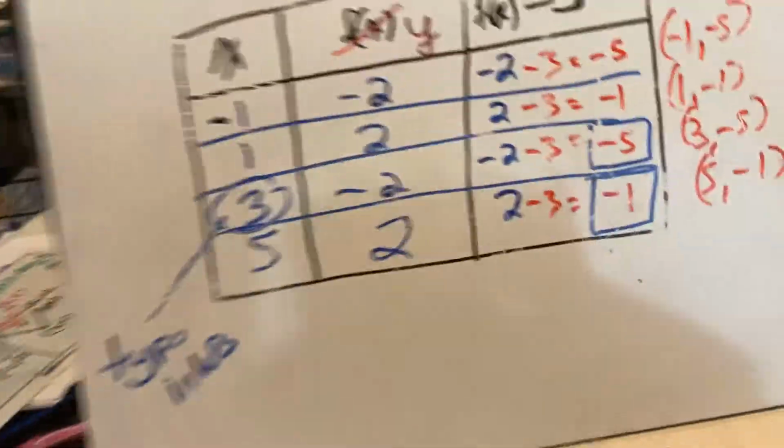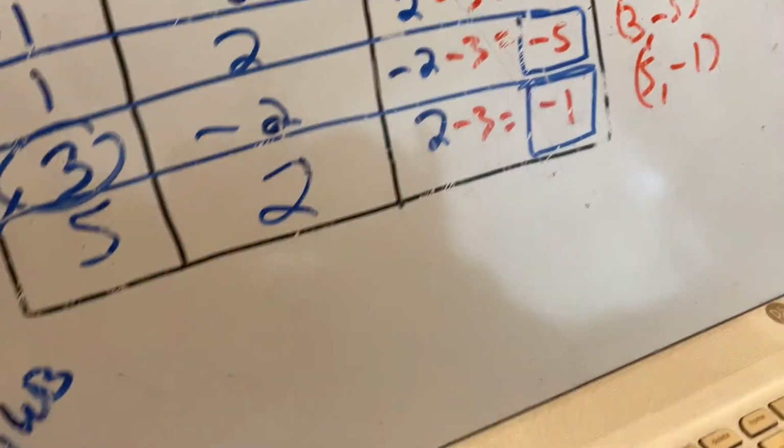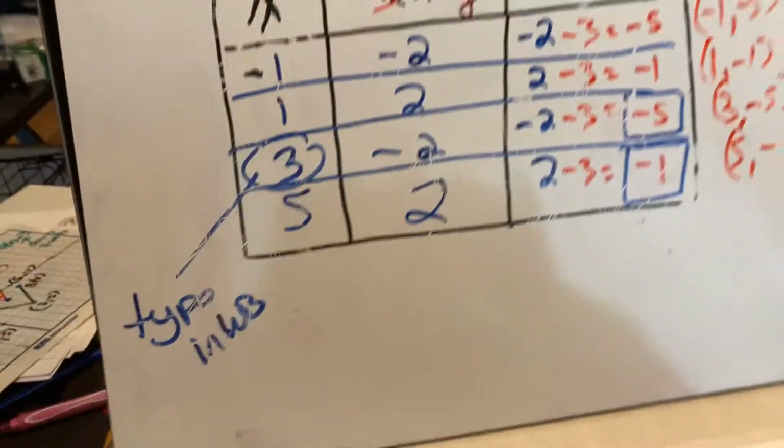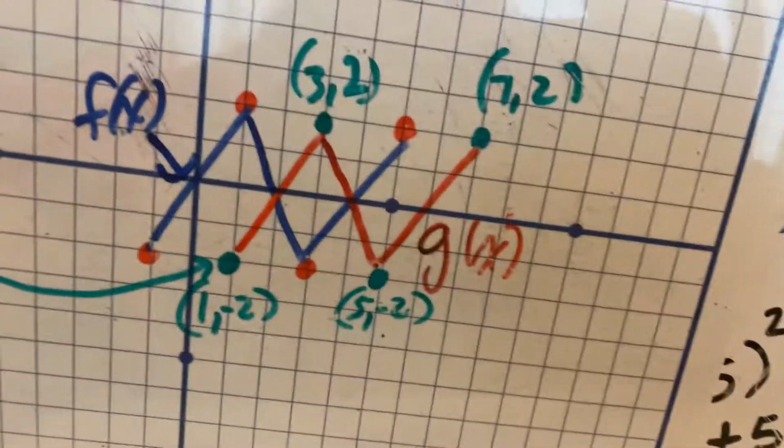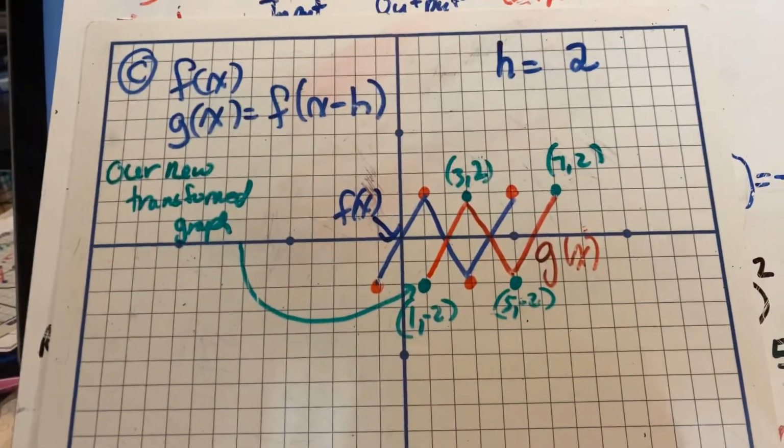Okay, so let's go back up here, and I'm going to do C. Again, I find that we're mostly visual people, so I find it advantageous to look at the graph first. All right, so now we're on Part C.